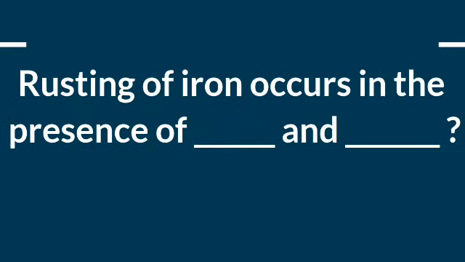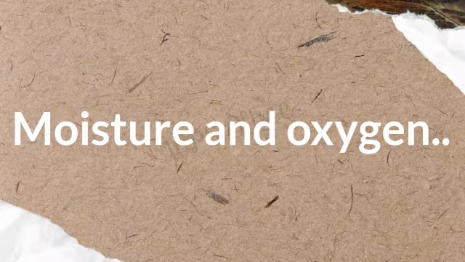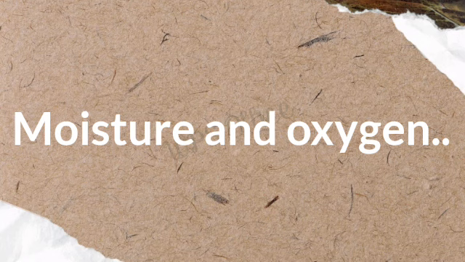So super kids, let's see a practical question. Rusting of iron occurs in the presence of dash and dash. What will be my smart key? The answer is in the presence of moisture and oxygen. In the presence of moisture and oxygen, rusting occurs.